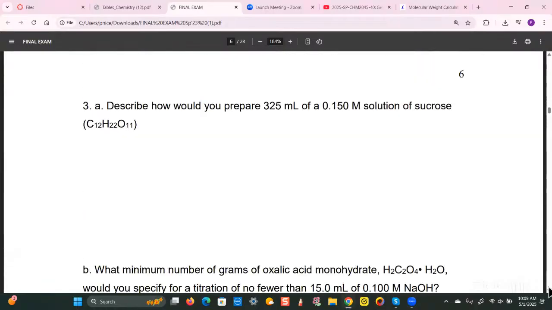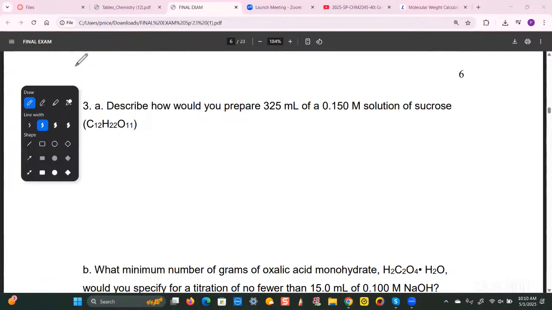Okay, this one is asking how would you prepare 325 mils of a 0.150 M solution of sucrose? And it gives you the formula for sucrose. So again, we did one experiment in the lab which deals with something like this, where you're making a solution from scratch, from the solute and the solvent, and you're going to make a solution of a specific concentration. So the way you go about this is that you have to do the calculation first, and then you're going to describe what you're going to do in practice.